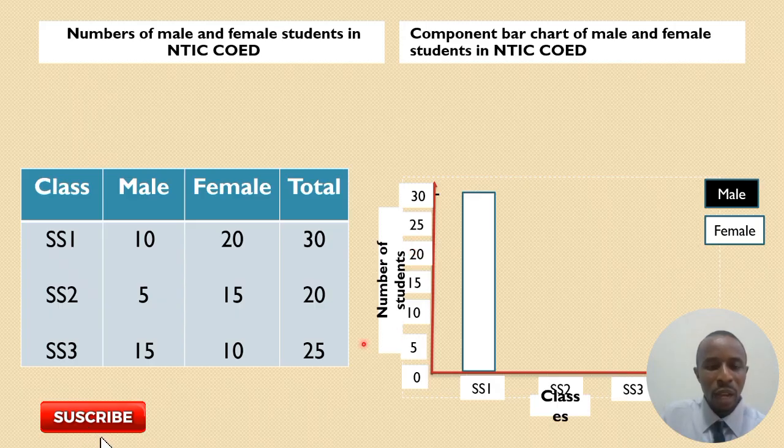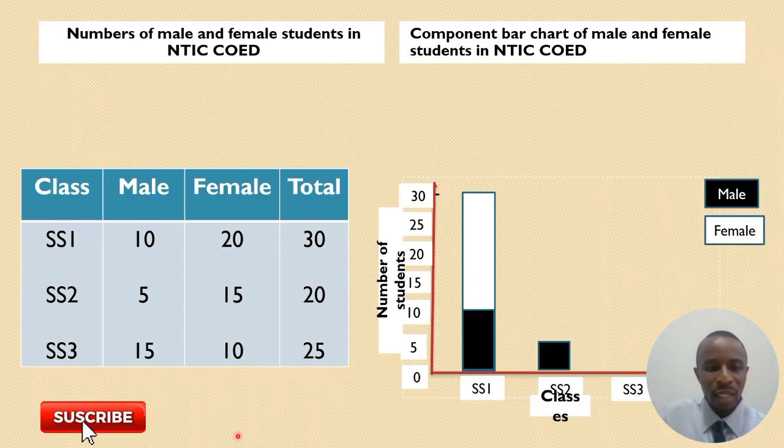And since we have male and female, I need to differentiate between male and female. The shaded part is for male, while the other side is for female. In SS1, the total number of students is 30. So I will draw my rectangular bar up to 30. But to differentiate which part is for boys, in that class we have 10 boys. So from this place to this place, 10. When you remove 10 from 30, what is remaining is 10. So from this side up is for female, that's the girls.